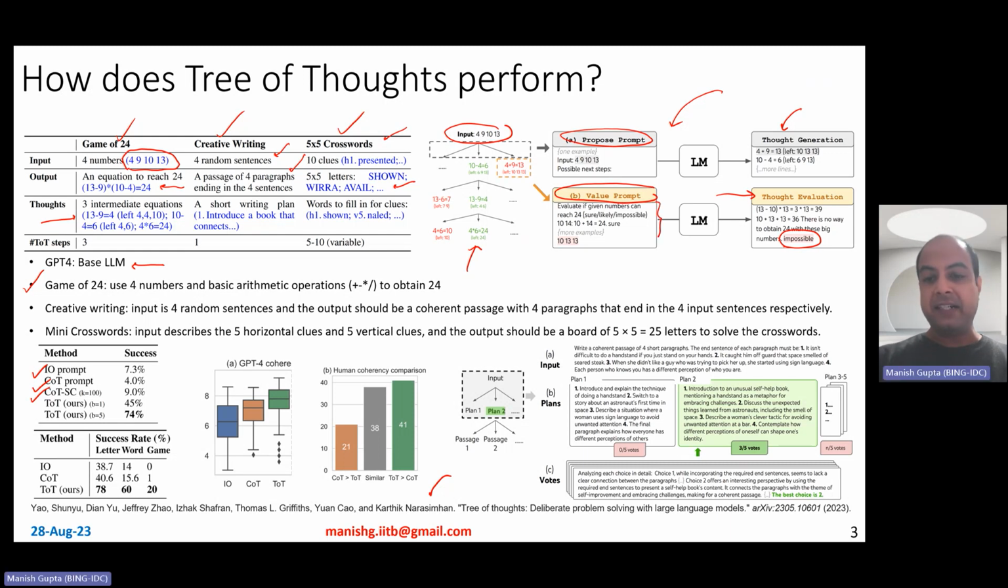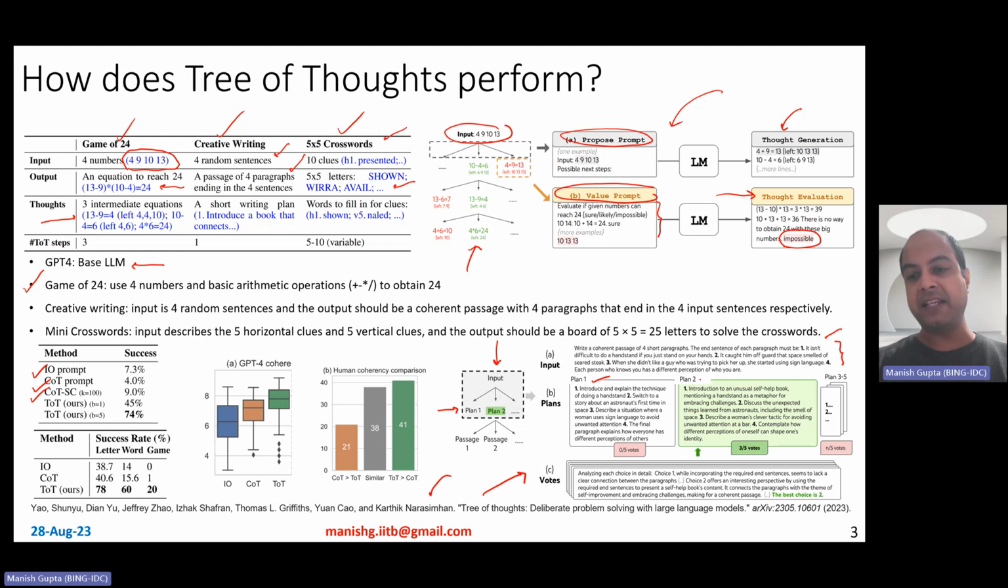Okay. What you see here is also another visualization for the creative writing example. So you start with some input, and then in this particular case, they just explored the tree up to depth of 2, and at every level, they basically explored 5 different plans. So there are 5 different plans, and here is the input, right? A coherent passage of 4 paragraphs. So this is the actual input.